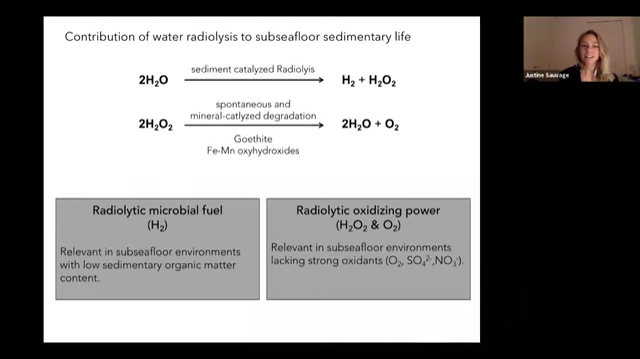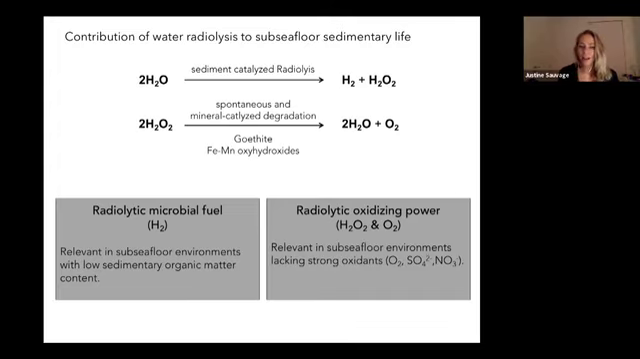So here again is the simplistic breakdown of water radiolysis: water decomposes to hydrogen and hydrogen peroxide. Now, hydrogen peroxide can be pretty detrimental to microbial communities, but it's also pretty reactive, especially in the presence of minerals, and those minerals catalyze its decomposition to water and oxygen. And oxygen is a very powerful oxidant for reduced compounds and not detrimental to microbial communities.